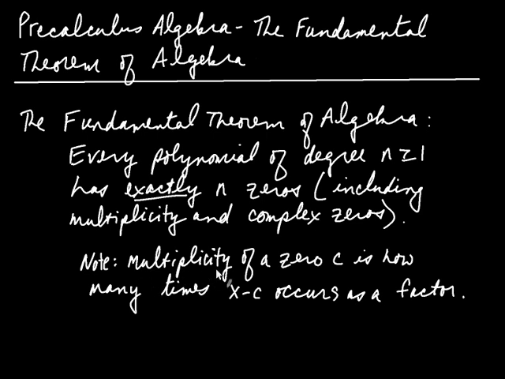So first of all, note, when we say multiplicity of a zero c, it's how many times x minus c occurs as a factor when you factor the polynomial. So let's first see some examples of the fundamental theorem of algebra, and then we'll go ahead and see how that helps us find zeros, or what it means when we go ahead and find zeros.